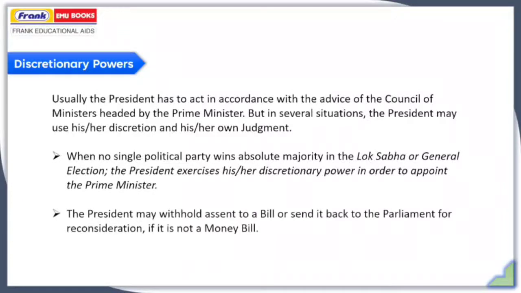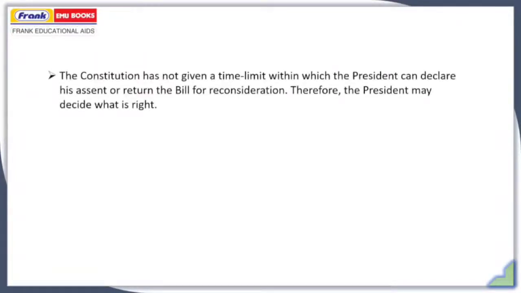The President may withhold assent to a bill or send it back to the Parliament for reconsideration if it is not a money bill, because a money bill can only be presented after the assent of the President of India. Also, the Constitution has not given a time limit within which the President can declare his assent or return the bill for reconsideration. Therefore, the President may decide what is right. He can even delay that bill for an indefinite period of time. This is also known as pocket veto.